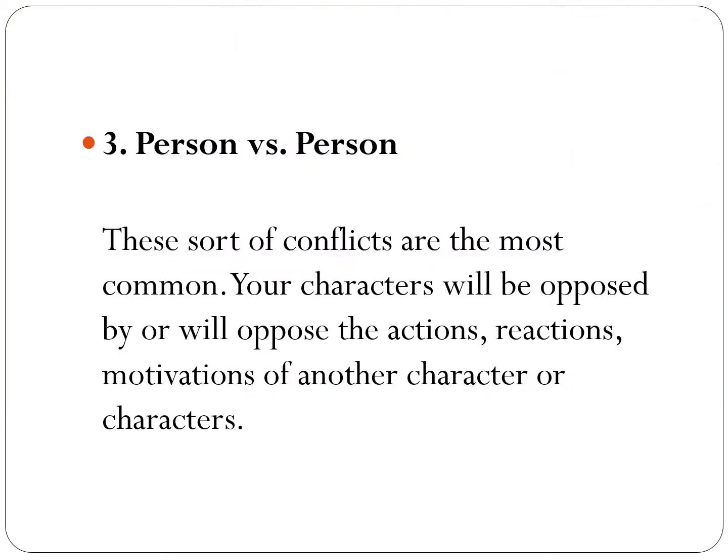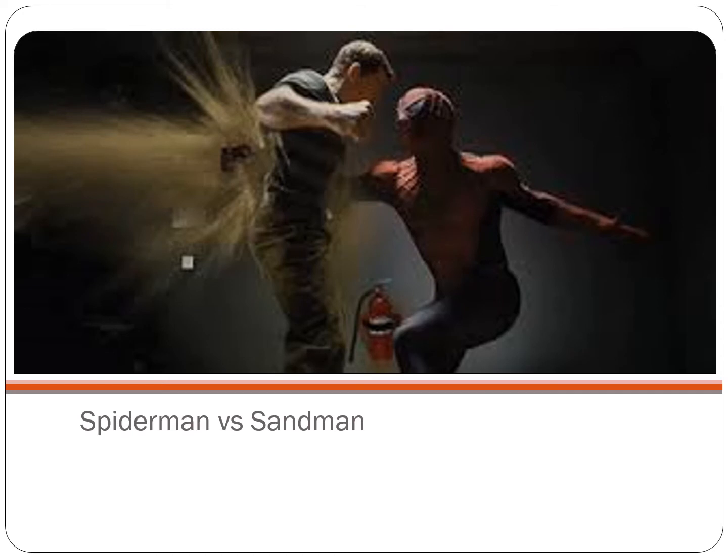The third type of conflict is person versus person, or man versus man. These sort of conflicts are the most common. The characters will be opposed by or will oppose the actions, reactions, motivations of another character or characters. All superhero movies are man versus man.